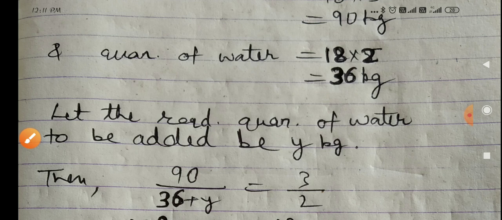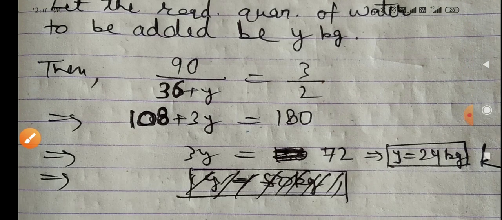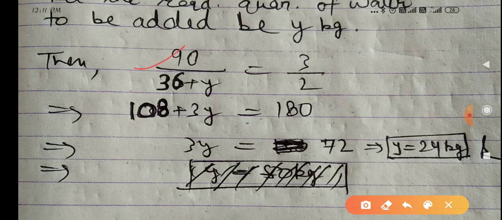When you add y kg of water, the ratio will become 90 upon 36 plus y. 90 is the quantity of milk, 90 kg. 36 plus y is the quantity of total water. And this ratio according to the question is 3 upon 2. So 90 upon 36 plus y equals 3 upon 2. Do cross multiplication, 108 plus 3y equals 180. 3y equals 72. y equals 24.